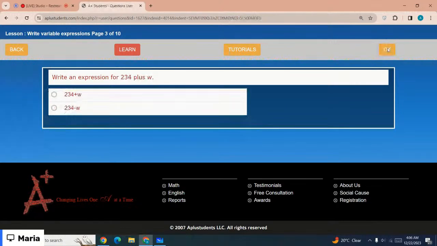Write an expression for 234 plus w, which is the correct option. Plus means you need to add them. So option number 1 is the correct option. Very good.